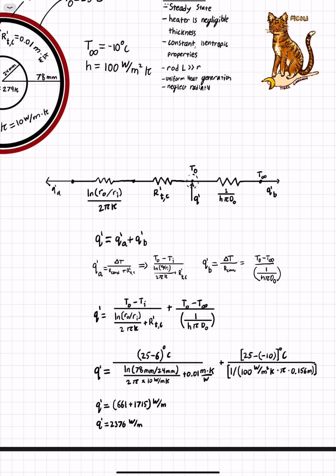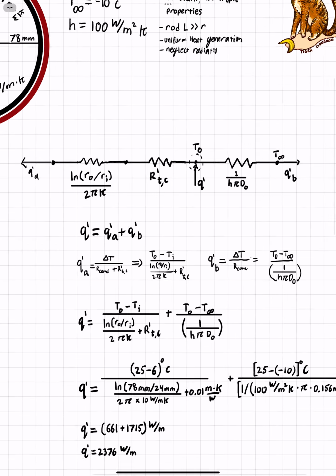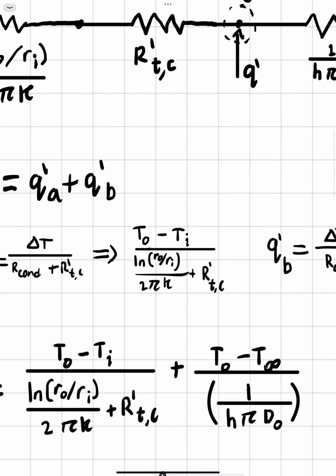So putting this together, we get T outside minus T inside over the known resistance of conduction through a pipe, which is ln of the outer radius over the inner radius over 2 pi k. Normally this would be times L, but because we are solving this problem in terms of per unit length, we will be removing that term. And then this is added to the contact resistance that is given.